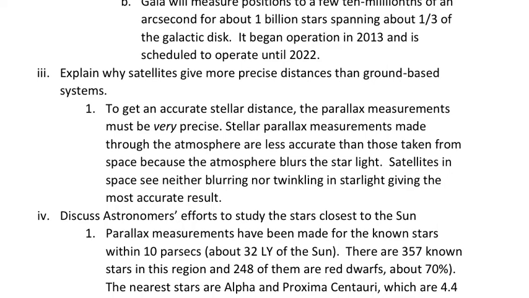So this next section is about explaining why satellites give more precise distances than ground-based systems. Well, this is kind of what you might expect. There's no twinkling of stars. There's no atmospheric interference. Every star you look at through a telescope is a little bit fuzzy and twinkly because the atmosphere messes up its light. This doesn't happen in space. In space, every star looks like a point, and there's no blurring or twinkling or anything. And so you get much better results in space than you do with ground-based systems.